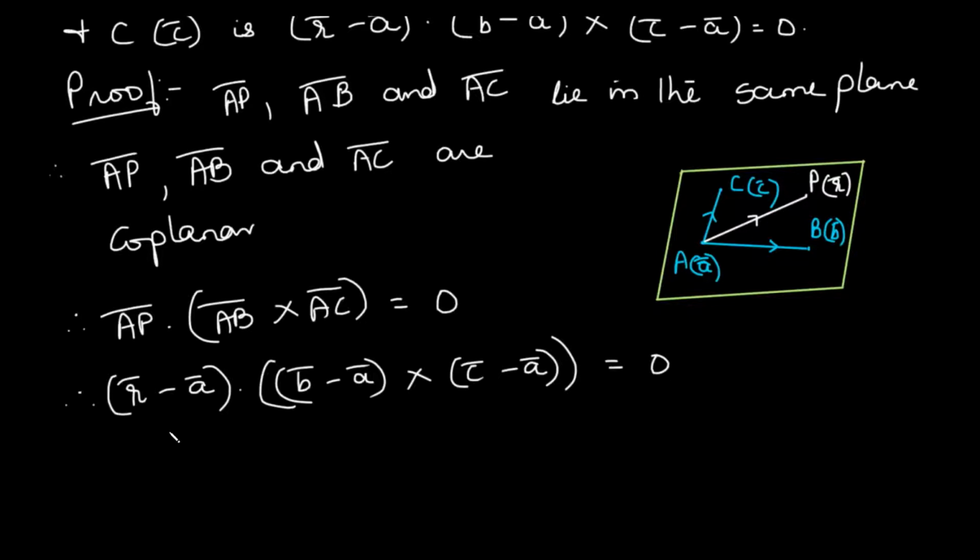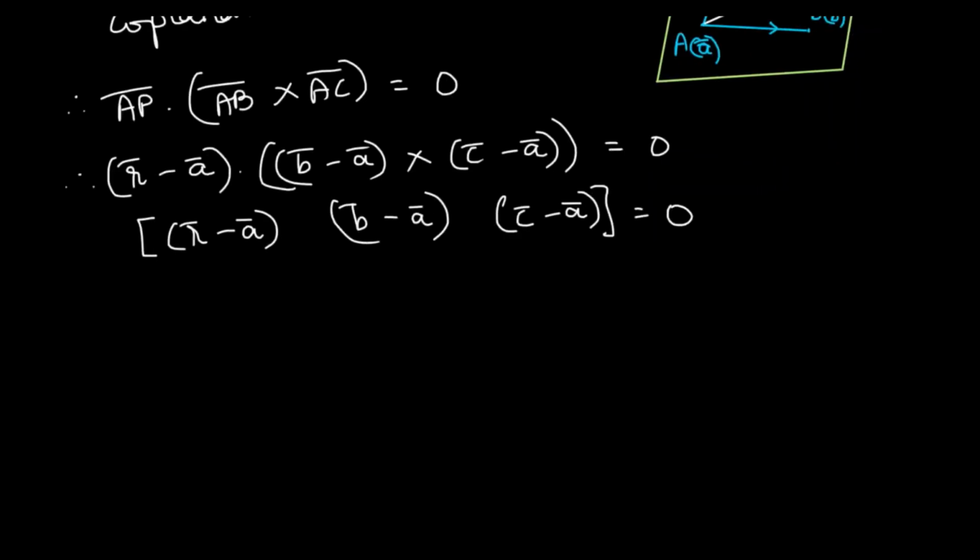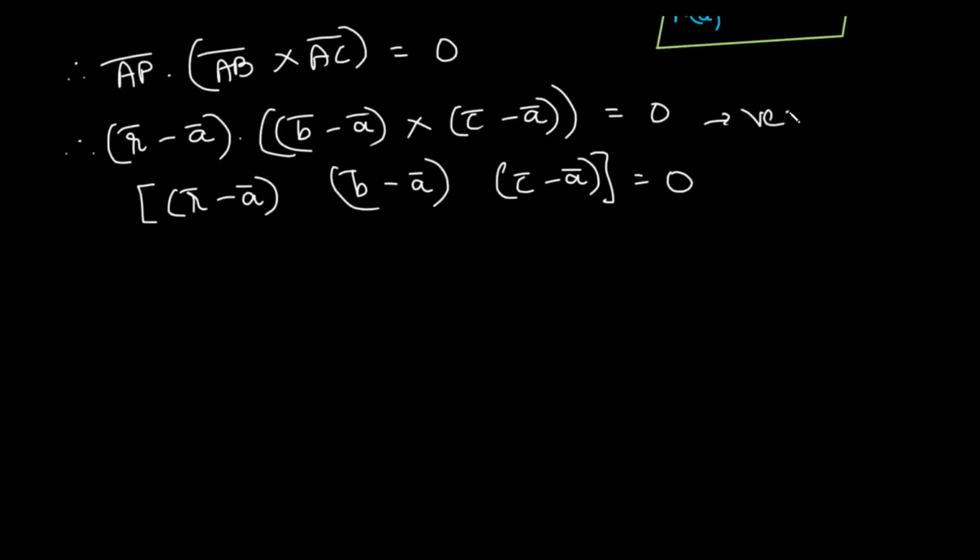This equation can also be written in the box product form like this, that is the box product of R minus A, B minus A and C minus A is 0. Then this is the vector equation. We can also write the Cartesian equation of the same concept.